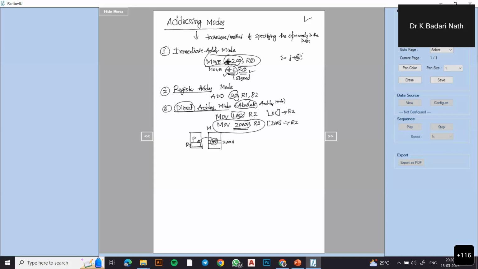Whenever you use a move instruction, the source data will not be disturbed. That means whatever is there in 2000H, the 75, will not be disturbed. Only a copy of it is moved into the R2 register after the execution. This is what will happen.